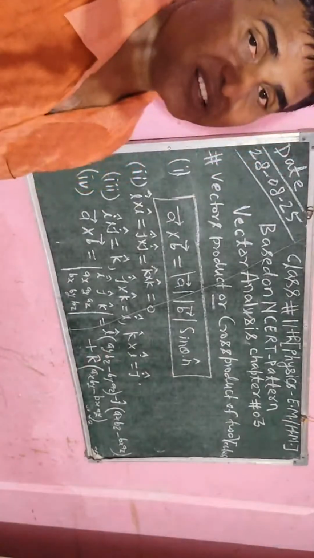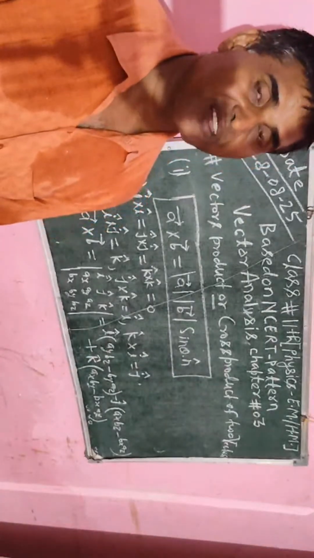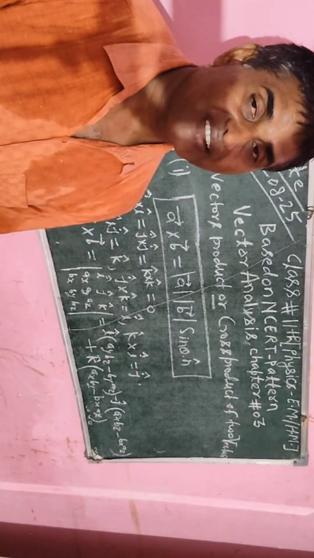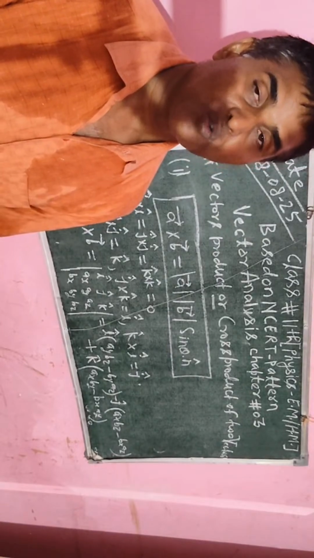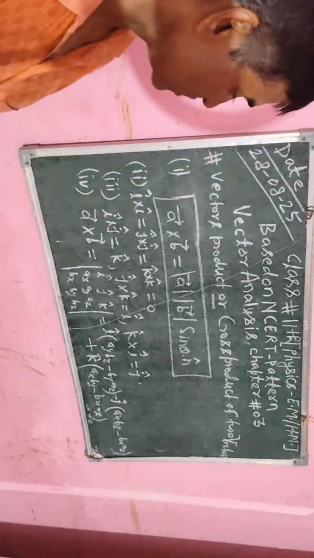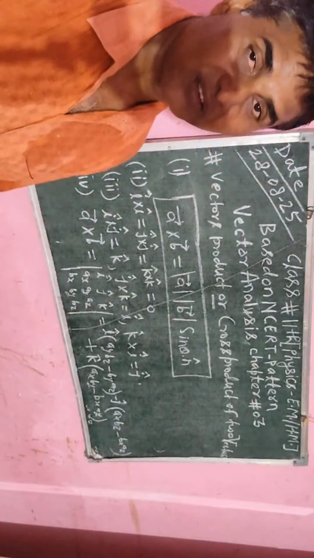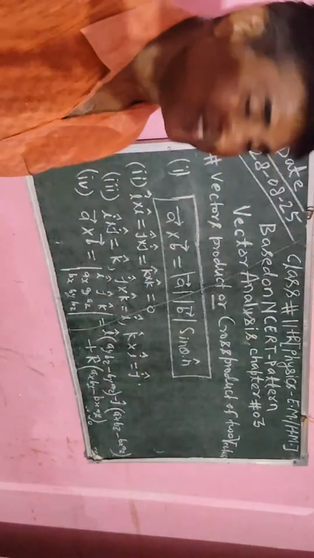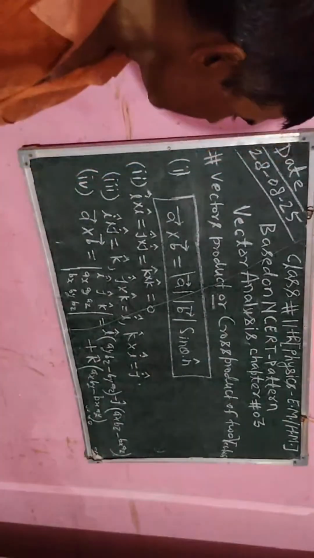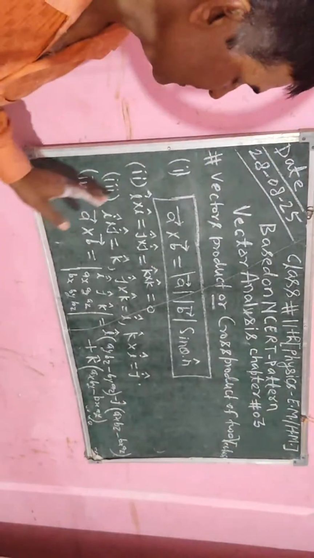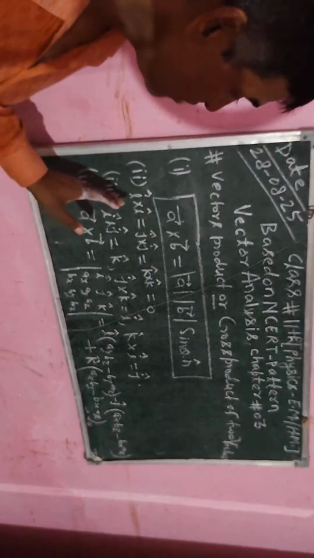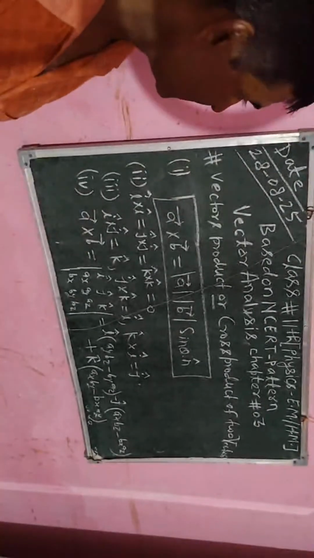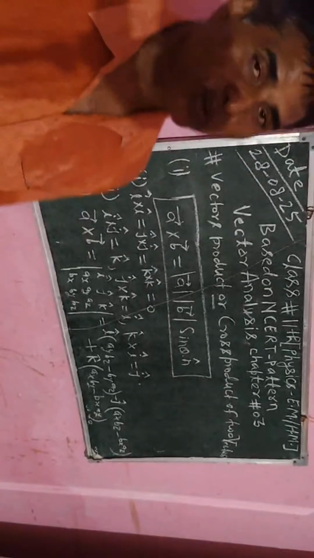If any vector is available, we have to get the magnitude of that vector. The magnitude of that vector will be equal to the square root of the sum of the squares of its components. So I will take its magnitude, and that will be the area of the parallelogram. Now I will write one question, and in that question I will get the area of the parallelogram by using the cross product. Okay students, I hope you are understanding very well.